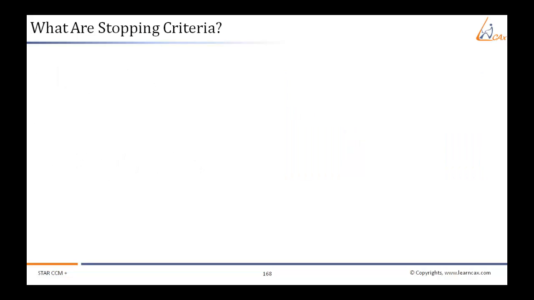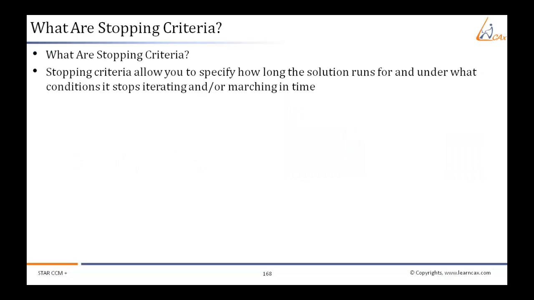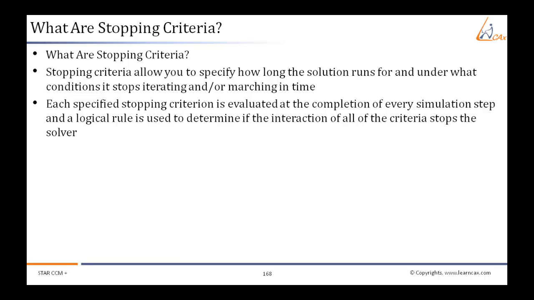What are these stopping criteria? Stopping criteria allow you to specify how long the solution runs for and under what conditions it stops iterating or marching in time. Each specified stopping criterion is evaluated at the completion of every simulation step, and a logical rule is used to determine if the interaction of all the criteria stops the solver.